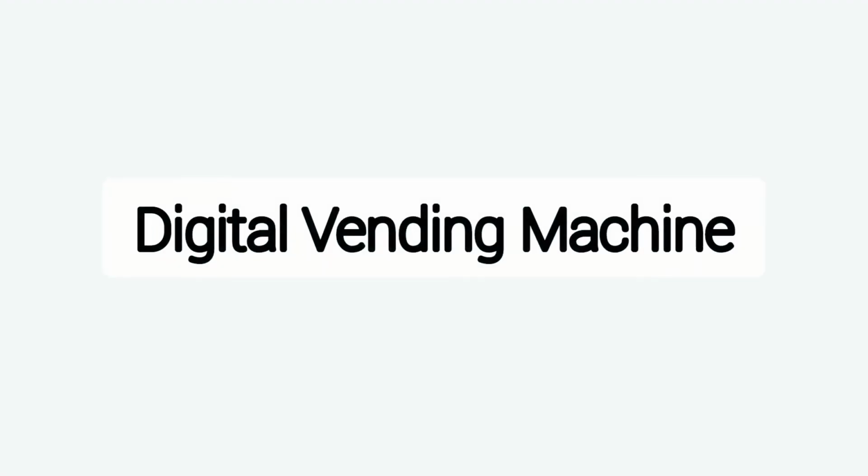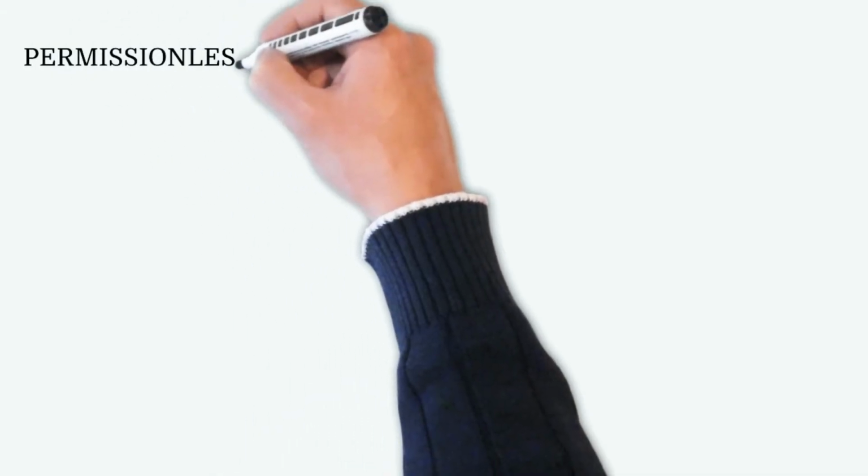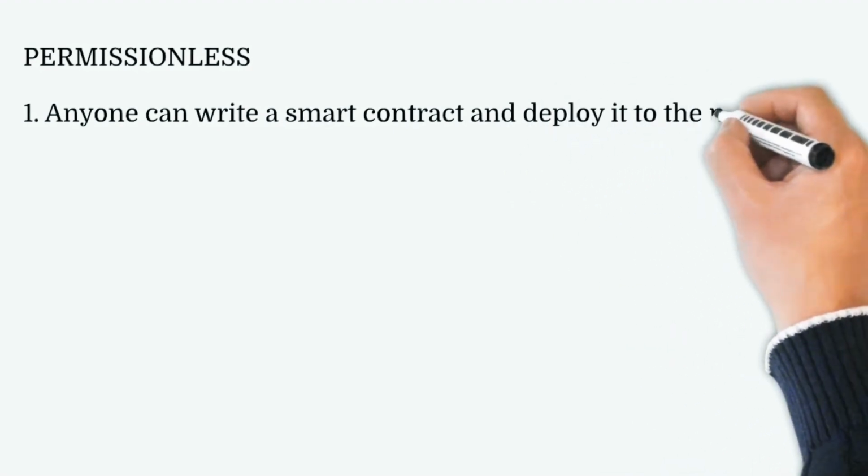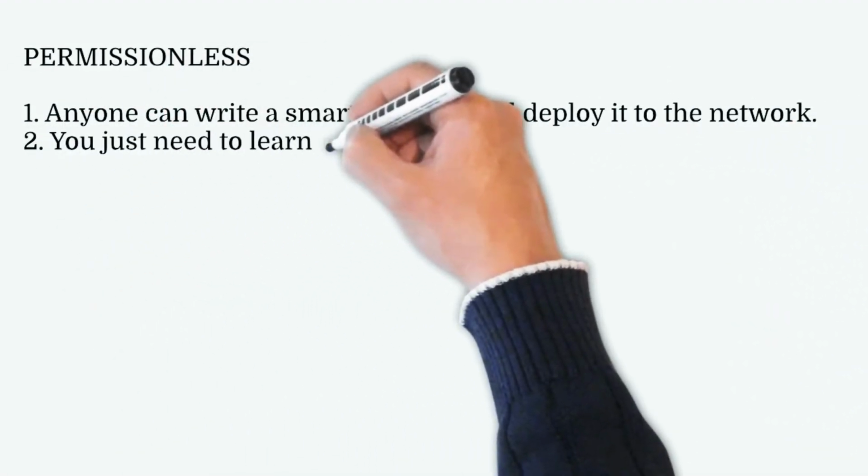The vending machine is a perfect example of decentralization. Now, if you're considering a digital vending machine, even better. You don't need a central authority to control your transaction. Now, let's look at certain advantages of a smart contract.